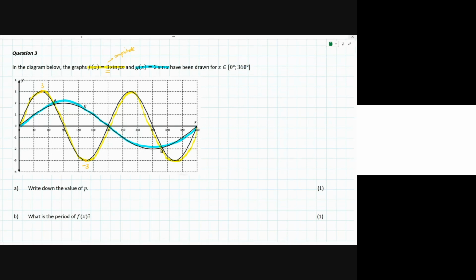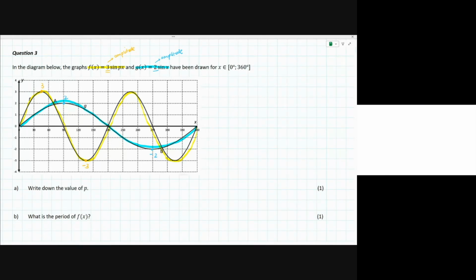Same for the graph of g of x. G of x, we were told, is 2 sine x. So again, this tells me about my amplitude. And if we have a look at our graph, we can see our maximum is at 2, our minimum is at -2. So that's the first thing we want to check.